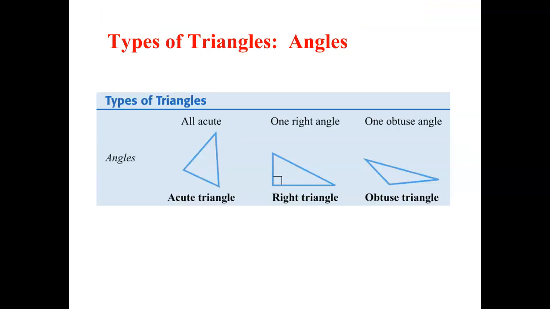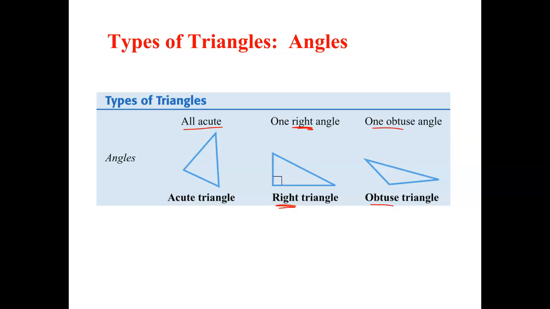Now, types of triangles. Knowing the types of triangles and being able to identify them is going to be useful. Based on the angles, we have 3 types: acute, right, and obtuse. Acute triangles have all acute angles. If one of the angles is right, then we have a right triangle. The other 2 have to be acute. They can't be anything else. And if we have one obtuse angle, then we have an obtuse triangle. Again, the rest will have to be acute.